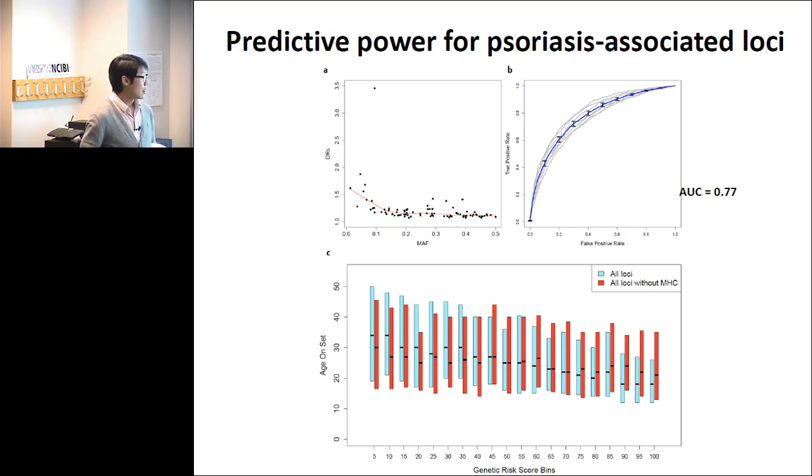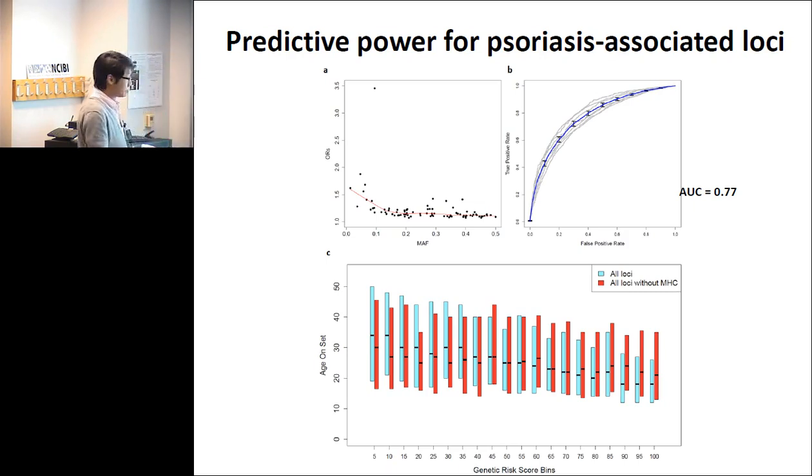For example, those in the top 5% of genetic risk score have an average age of onset of around 20. But those with the lowest genetic risk score have an age of onset of around 35, which is a pretty significant difference.